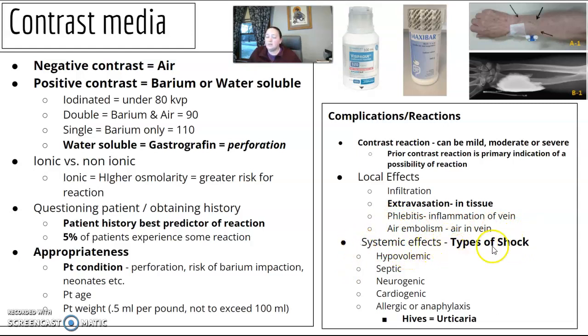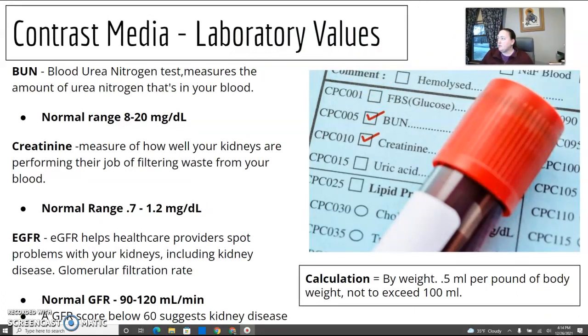Systemic effects, so different types of shock. I want you to make sure and go through your types of shock. Could you pick out from a definition which type of shock it was? There's also allergic reaction or anaphylaxis if they have hives, and make sure you know hives, the specific name for it, urticaria. Lab values, so making sure to go through your patient's lab values prior to giving them the contrast. So checking BUN, creatinine, and the GFR.